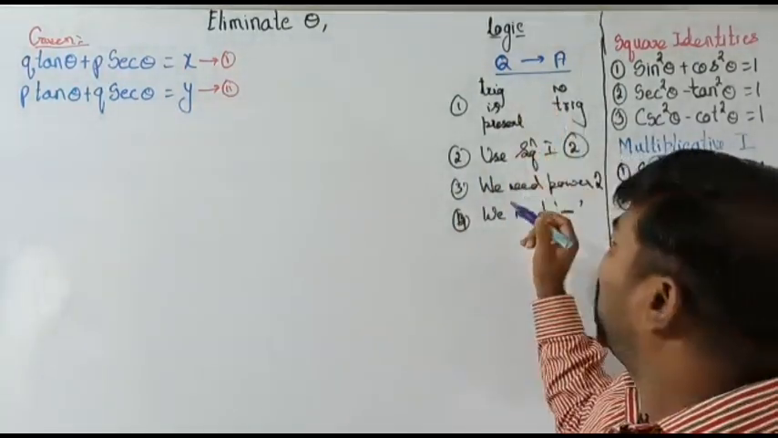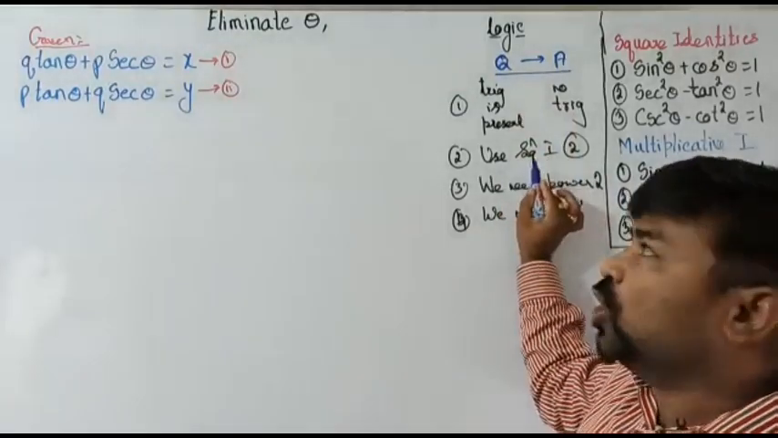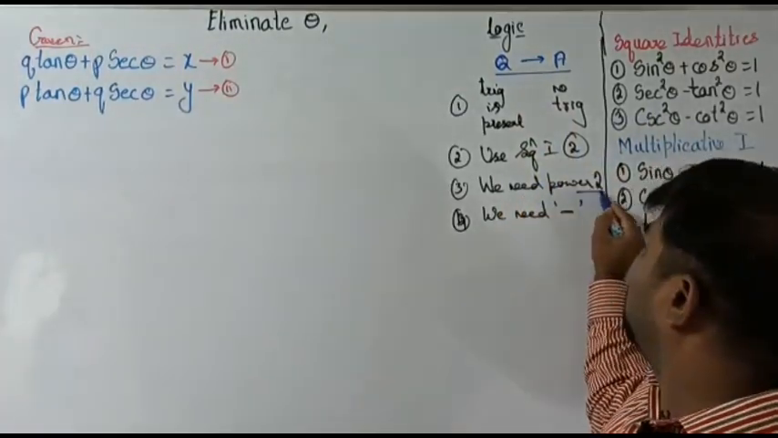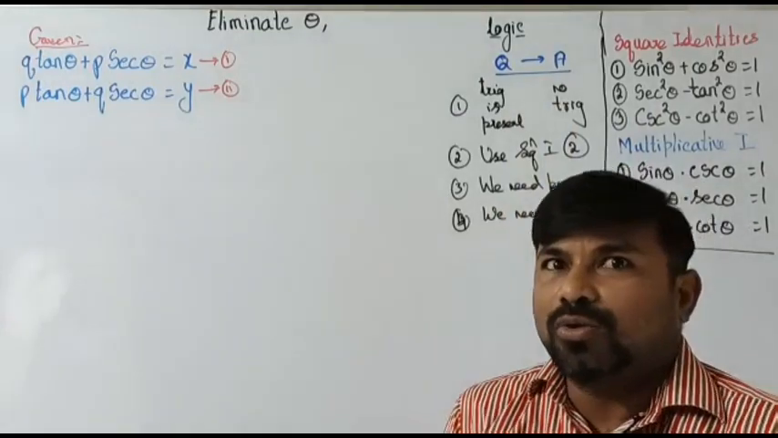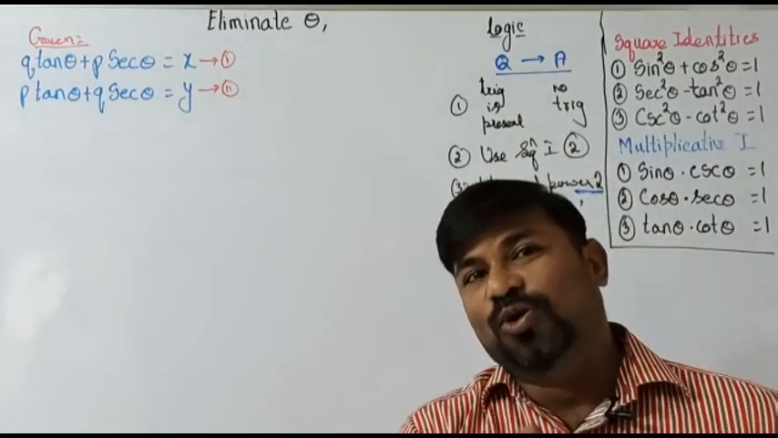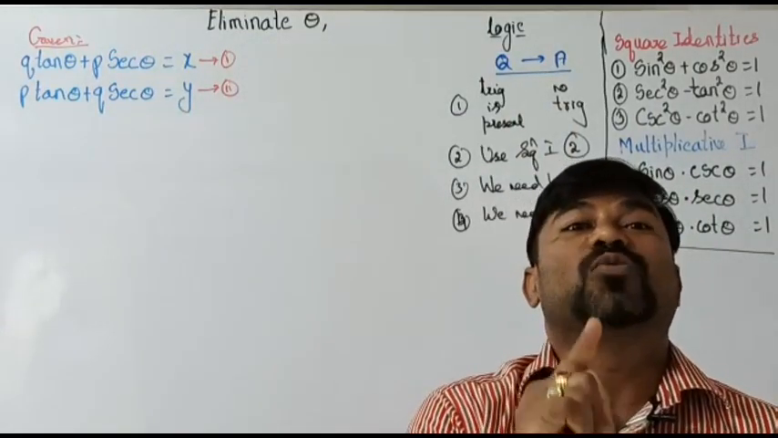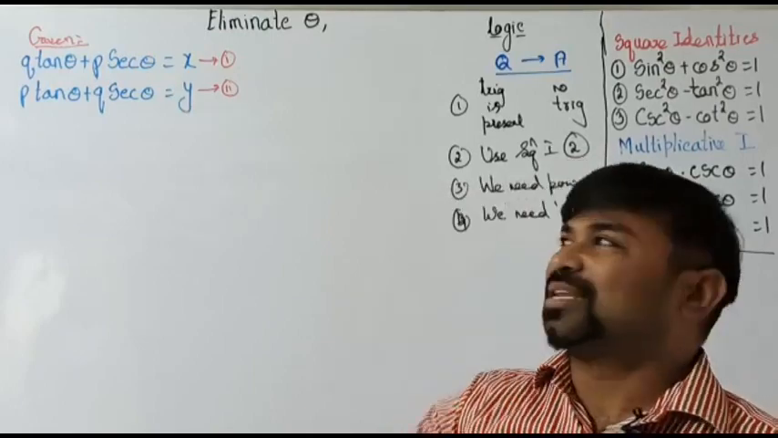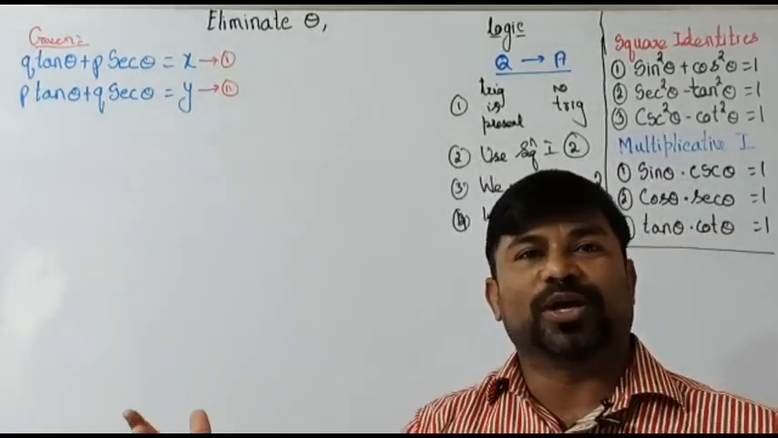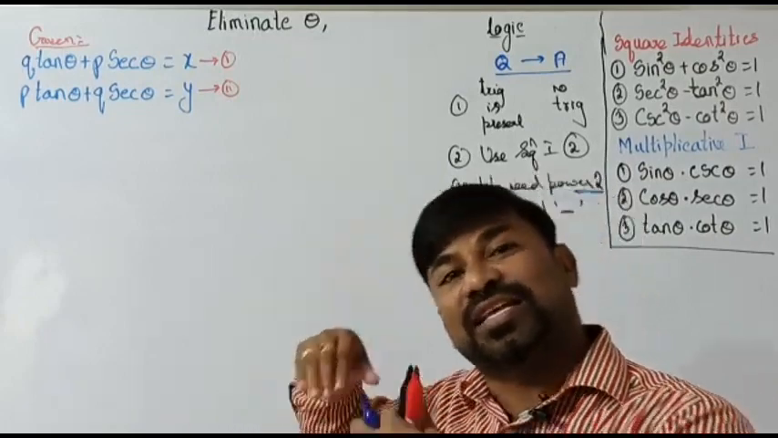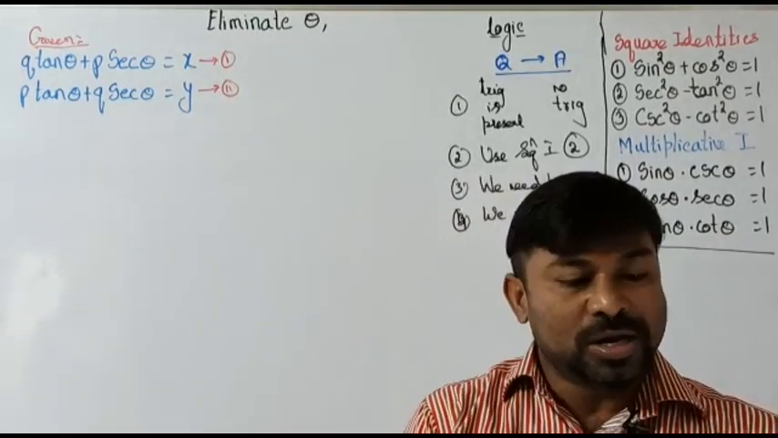So we are planning, but we have to set it. We are planning to use square identity. What we need? We need square. So how to get square there? The only logic present there is squaring on both the sides. Let's take the first equation and square it on both the sides. In the same way, let's take the second equation and square it on both the sides.